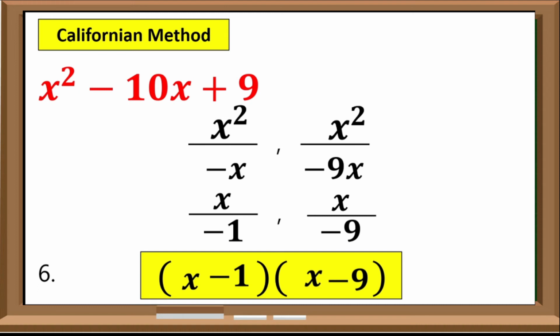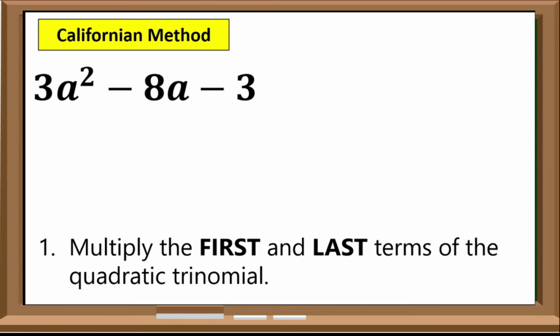Let us have another example. This time the value of a is greater than 1. We have 3a squared minus 8a minus 3. First step, multiply the first and last terms of the quadratic trinomial. That would be 3a squared times negative 3. The result is negative 9a squared.